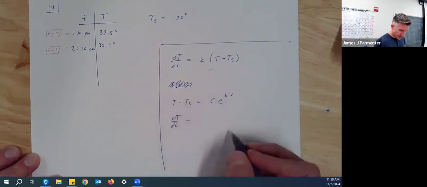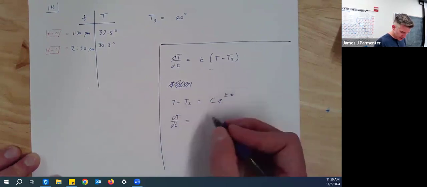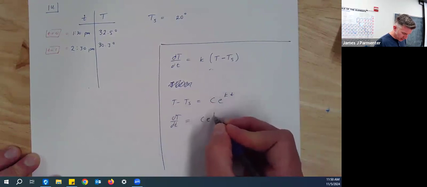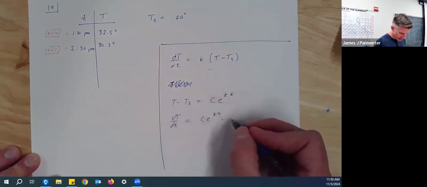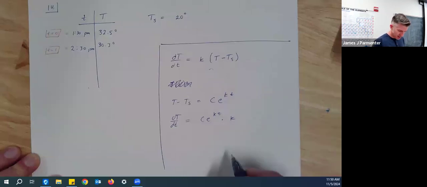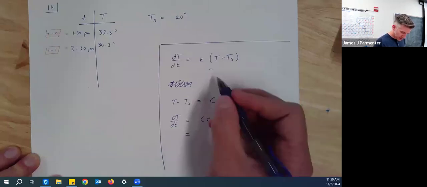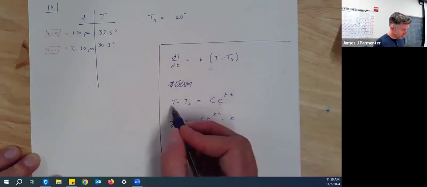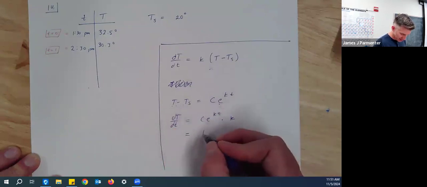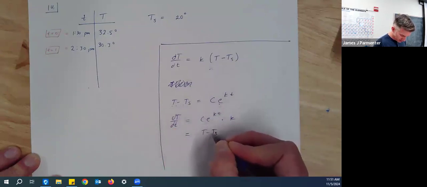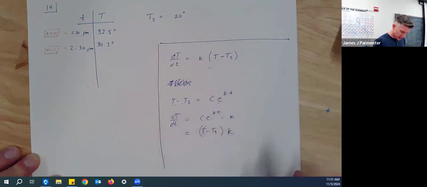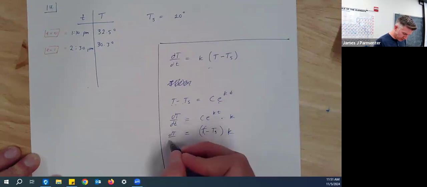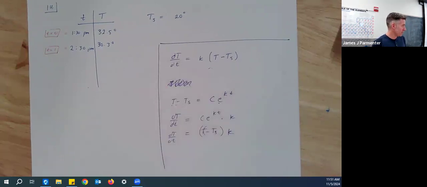On the right-hand side, the derivative of Ce^(kt) is going to equal Ce^(kt) times the derivative of kt, which is k. But look, that's exactly Ce^(kt), which is T minus Ts, times k. Sorry, that looks terrible. So we're exactly getting the differential equation that we started with to set off this whole process.